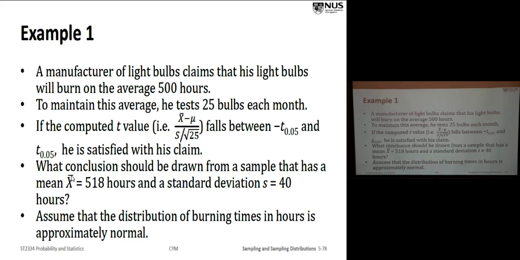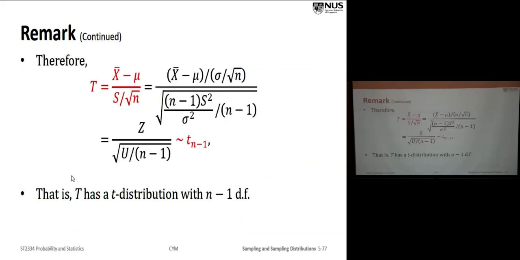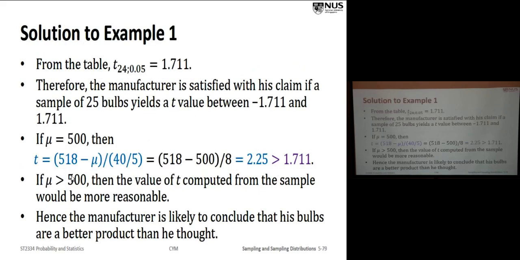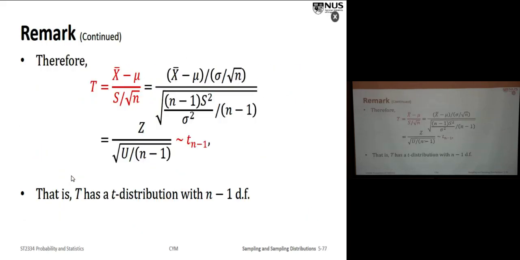We assume that the distribution of the burning time in hours is approximately normal. So the world that we're in is this statistic here. We have a random sample x1 up to xn, normally distributed with a mean mu and a variance sigma squared, and we're going to compute the statistic and see what happens. First of all, what's the sample size in this case? Little n is 25, the number of bulbs that this person tests, so n minus 1 is 24.